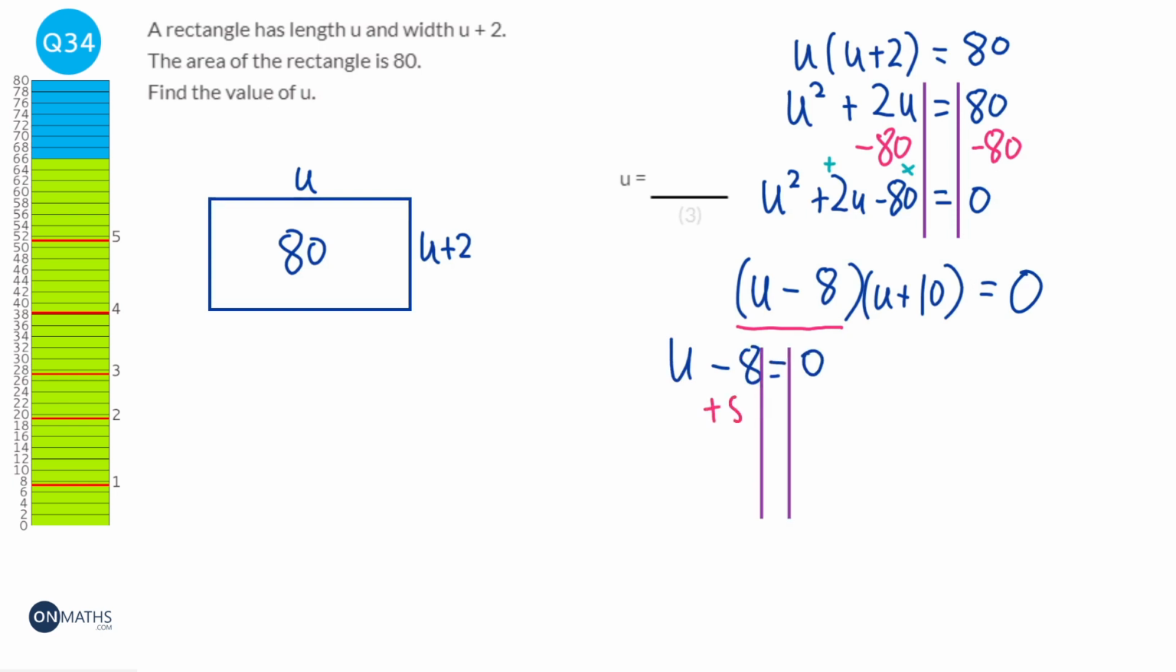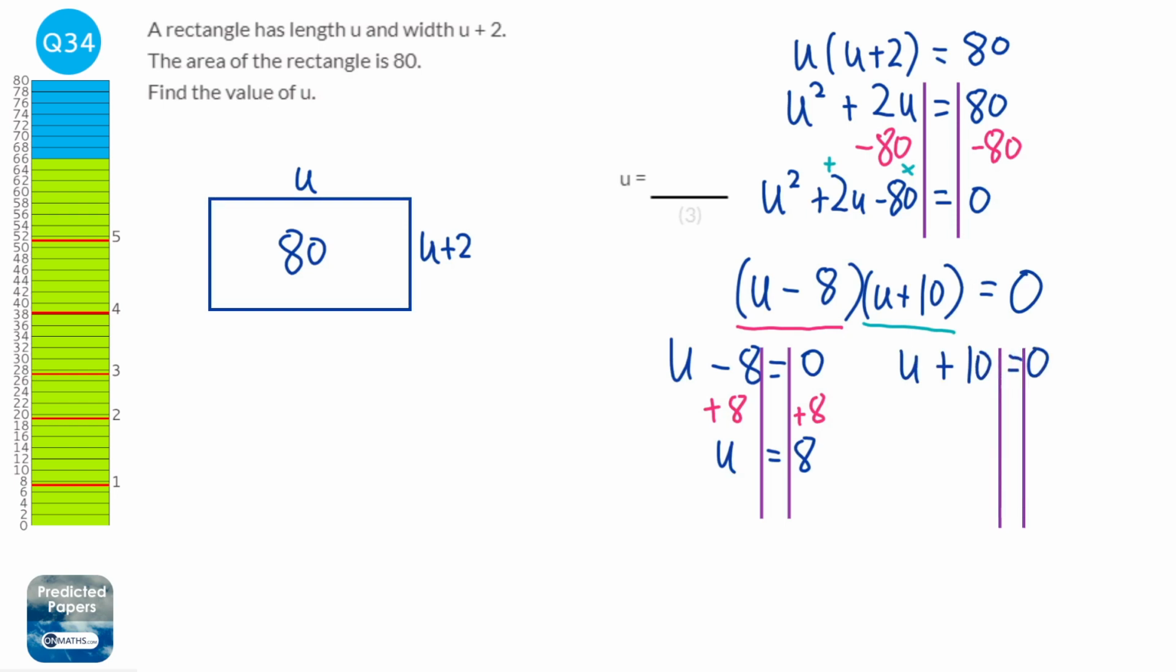And so we're going to add 8 to both sides, and we've got u equals 8. And we're going to do the same for this right hand bracket, so u plus 10 equals 0. Get our lines in and take away 10 from both sides, so u equals minus 10.